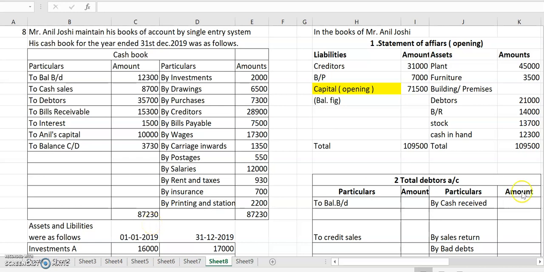So by this way, by putting all the amounts and reducing assets minus liabilities, you will get your opening balance of capital, or the capital through the preparation of the statement of affairs, that is the opening statement of affairs.